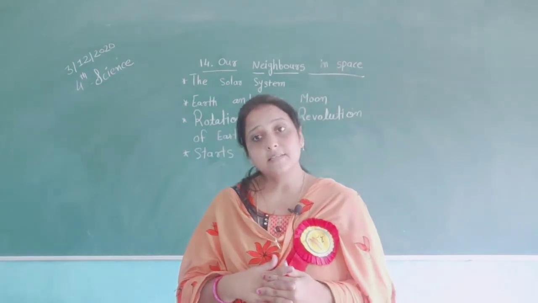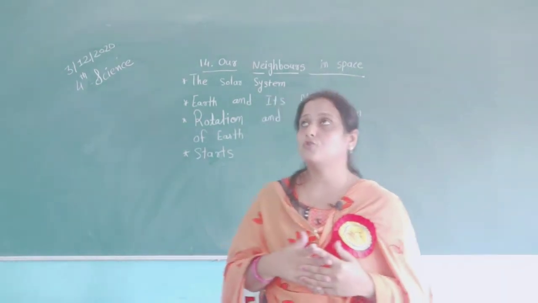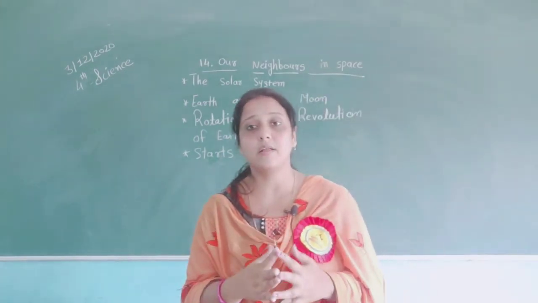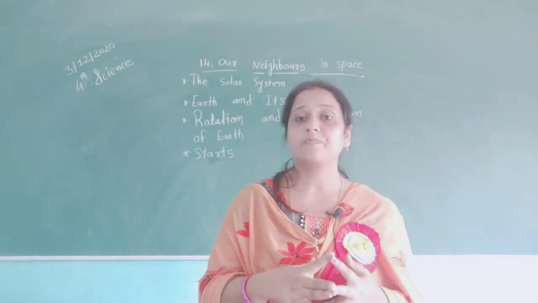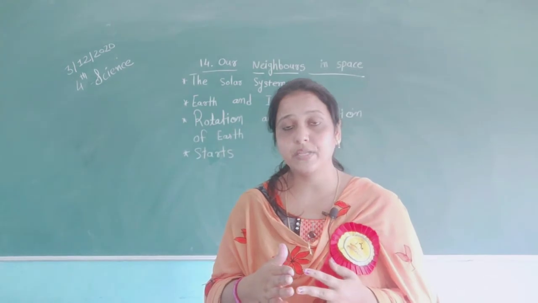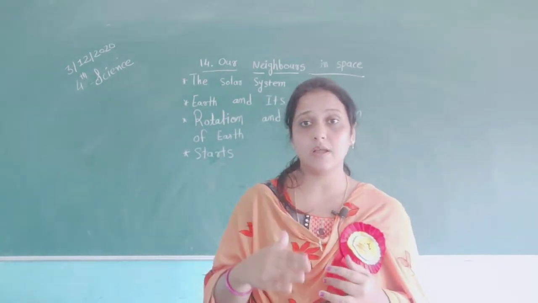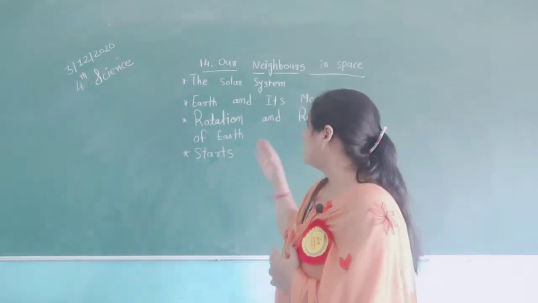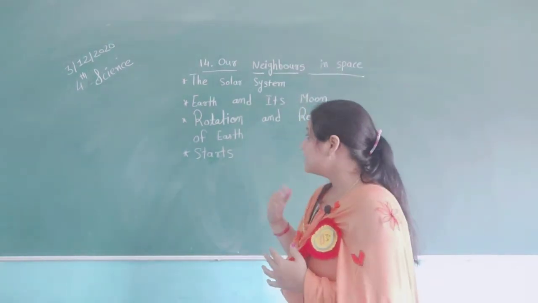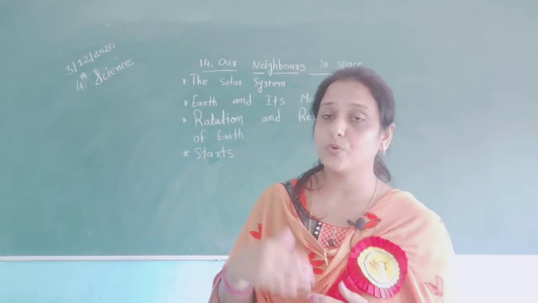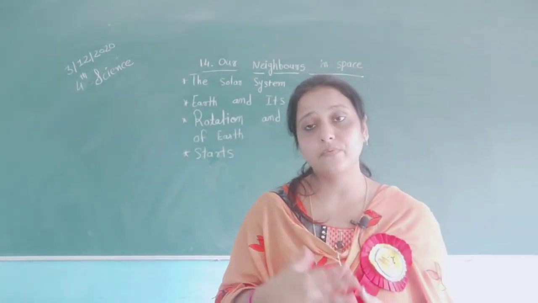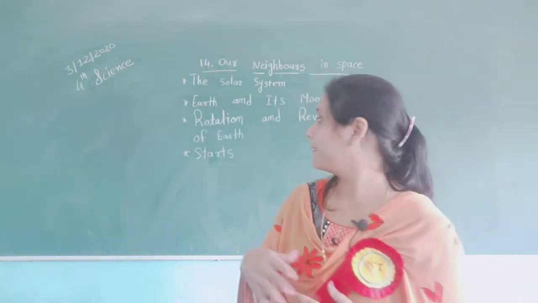So in this chapter we have topics like the solar system, the planets available in the solar system, for example Mercury, Venus and so on, and the sun is the head of them. Earth and its moon, rotation and revolution of the earth. Because of rotation we feel night and day, and because of revolution we feel different seasons.